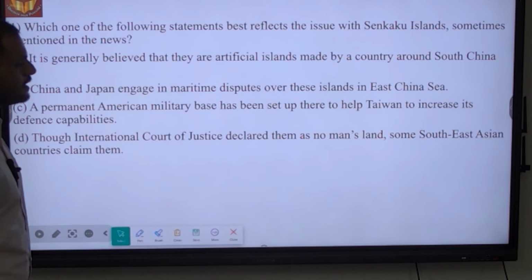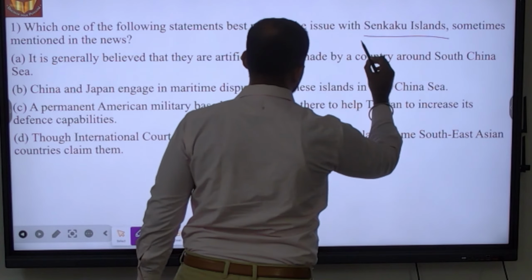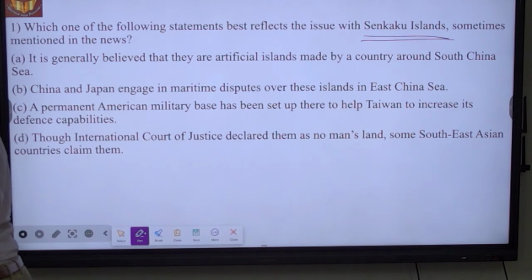So let's get into the UPSC previous year prelims questions which were asked in relation to the news which we have discussed now. First question: which one of the following statements best reflects the issues with Senkaku Island sometimes mentioned in the news? The Senkaku Island is the island present in the East China Sea. It is the island which is in the news because of the dispute between China and Japan. So the answer is option B.